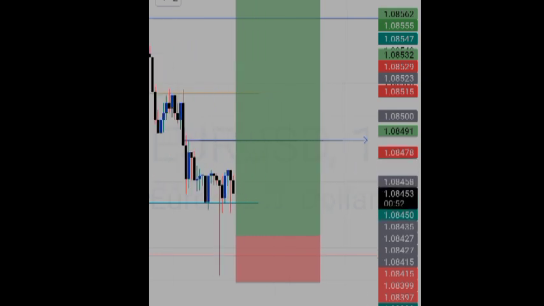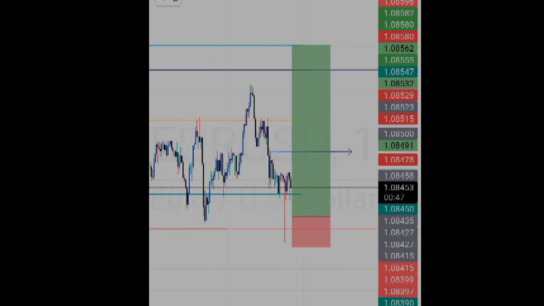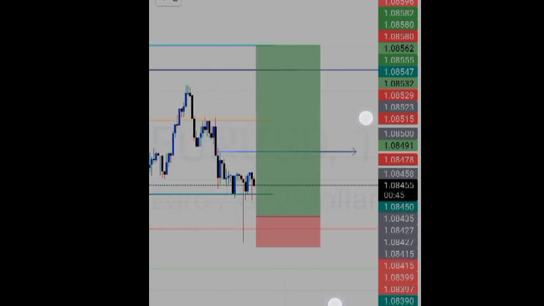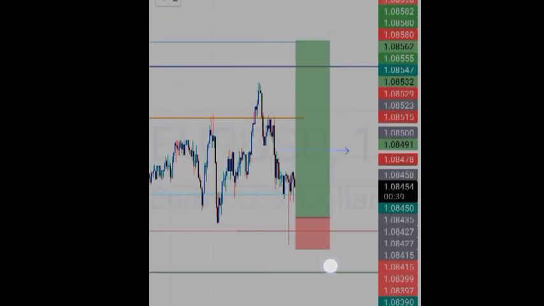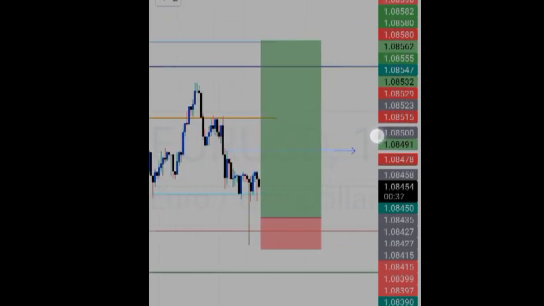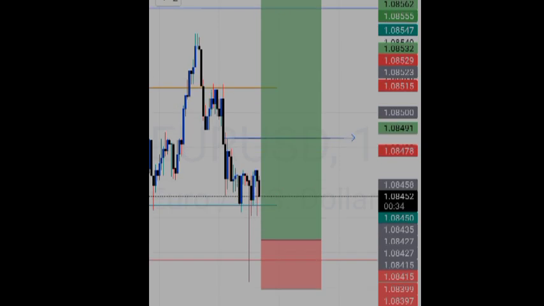This is very tricky because there's news coming up by 10 in New York, 4 in Nigeria. Now the London low has been swept, but market structure shift has not happened. But based on the news that was released just now, it was positive.